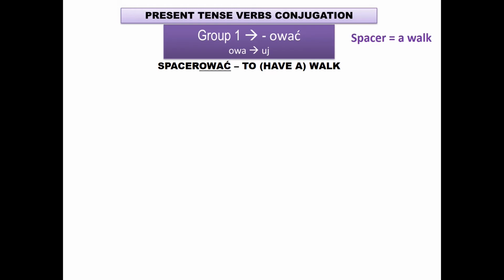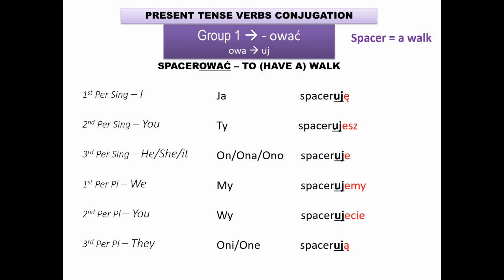And here it's exactly the same thing. It's a first group verb of present tense verbs ending in ować. So we take off the letter ć, the last letter, because it indicates the infinitive, to be ready for conjugation. And to be ready for that conjugation, we also take off that owa part and we change it to uj. So we have now ja spaceruję.